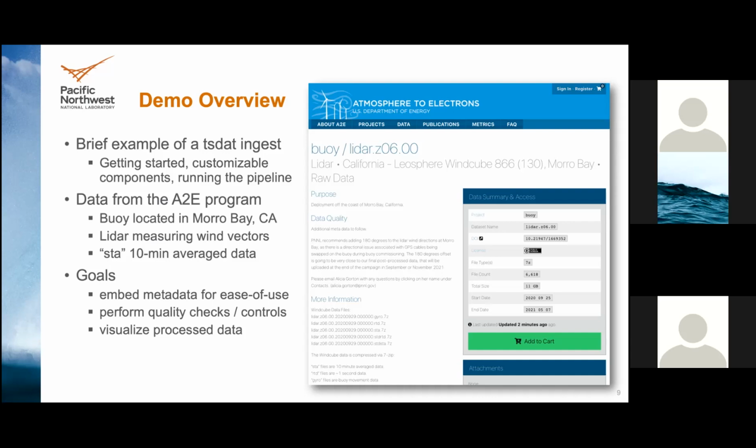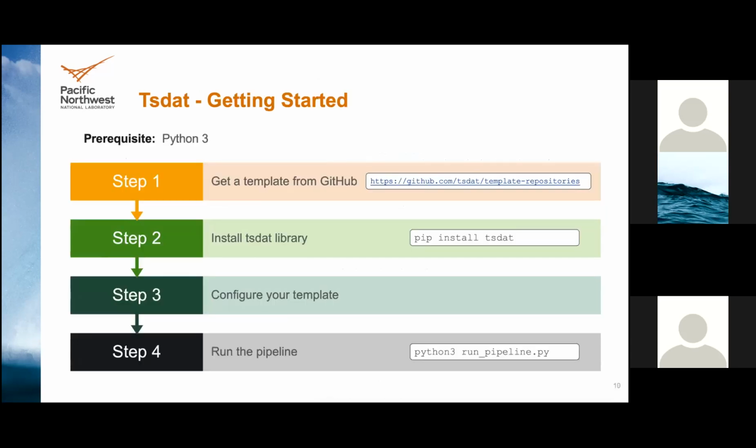All right. And so to get started, these are the 4 basic steps. So step 1 is to get a template from GitHub. And so if you go to github.com/tstat/template repositories, this is a repository that tracks other repositories that we've developed that are templates that you can extend.